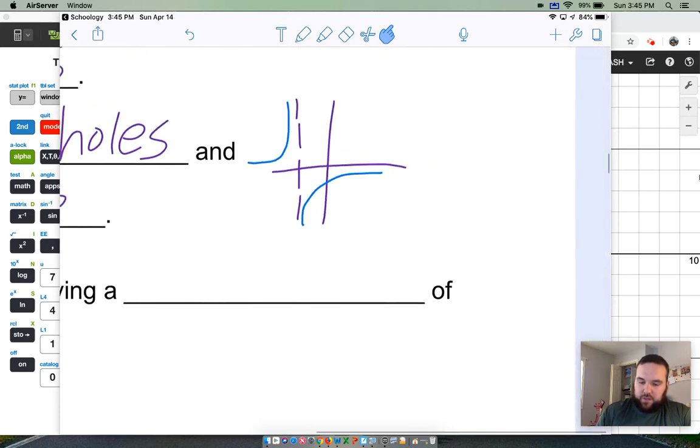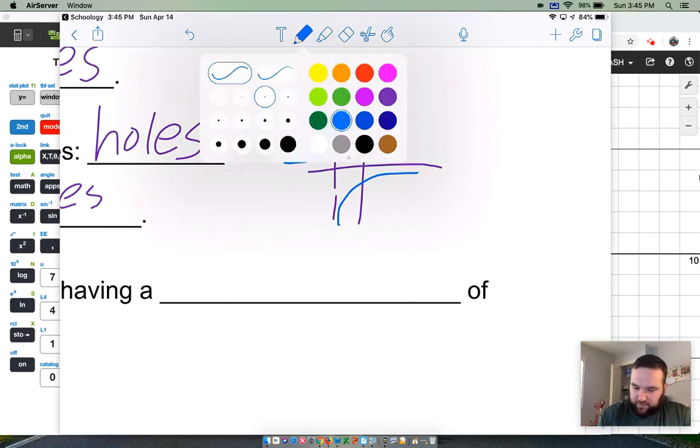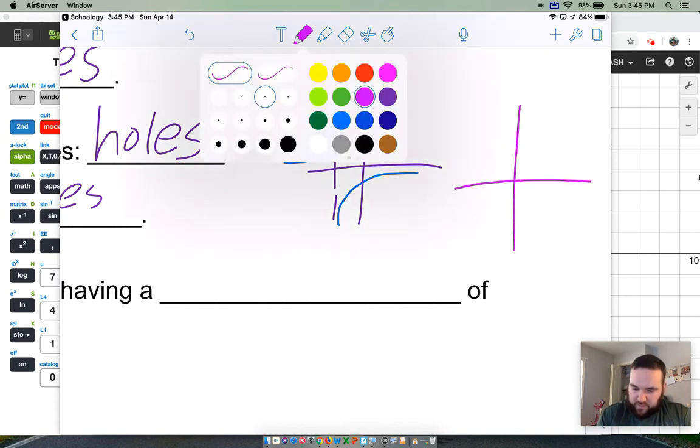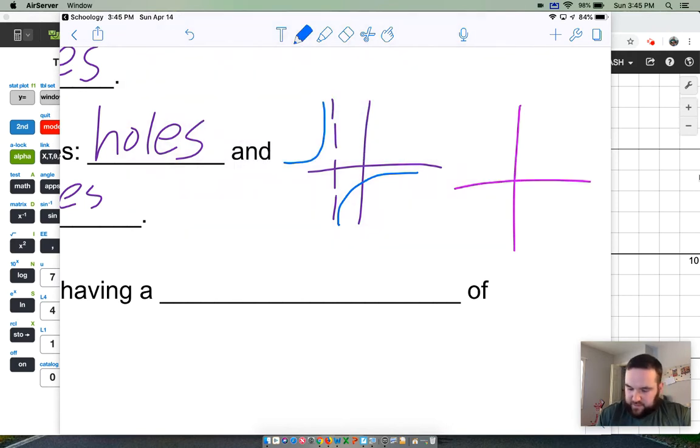Another one that we're going to get into is a graph that looks something like this, and this is nothing specific. But let's say you have a parabola, but then there's a hole right in the middle of that parabola, and after that, the rest of it looks the same.